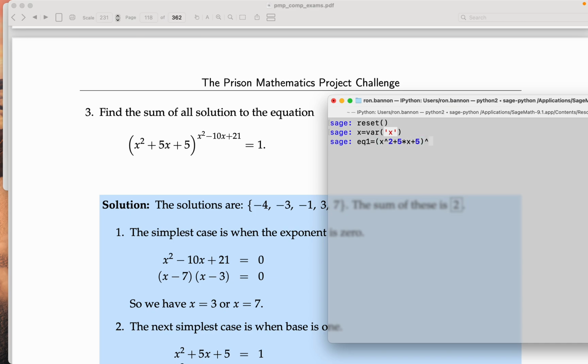I'm going to raise it to the power. Let's see, what power am I going to raise it to? X squared minus 10x. That's 10 star x plus 21. And that is equal to 1. And then I'm going to ask SAGE to solve it. I'm going to solve equation 1 for x. It gives me back the same equation, by the way.